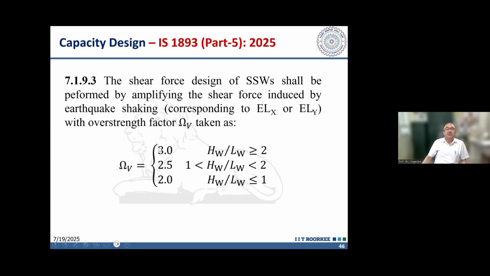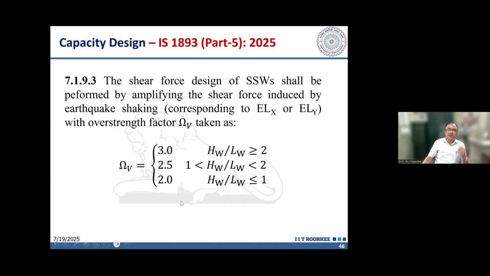So this factor 3 will be used for designing of shear wall in shear. So whatever flexure design we have done, when we will be checking for shear, we have to check with this overstrength factor. And in case of short shear wall, squat shear wall, the design of which is governed by shear, there this factor is 2.